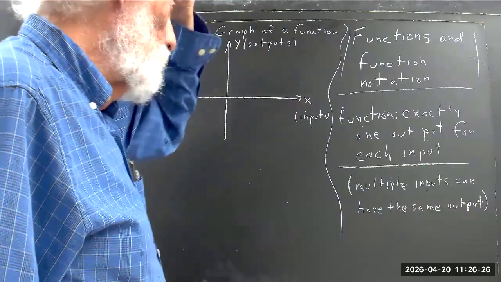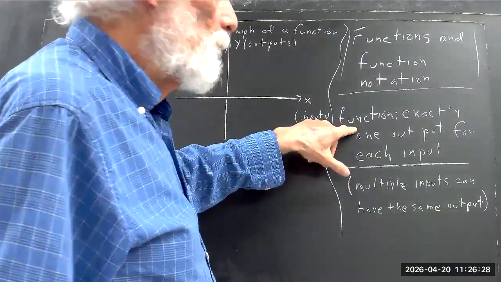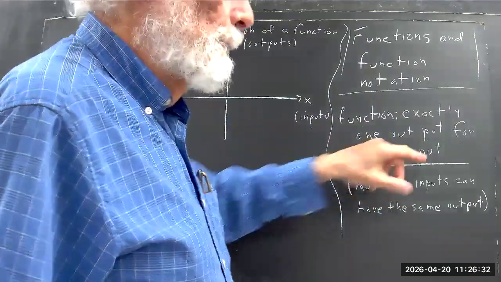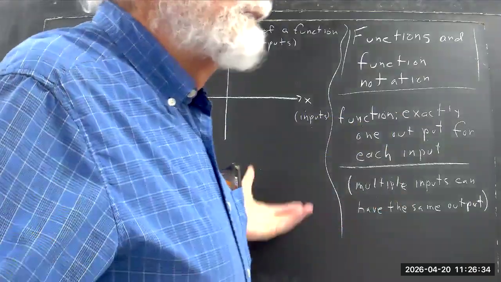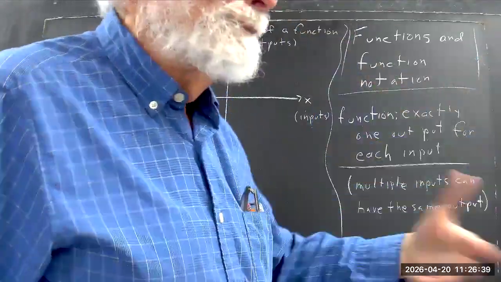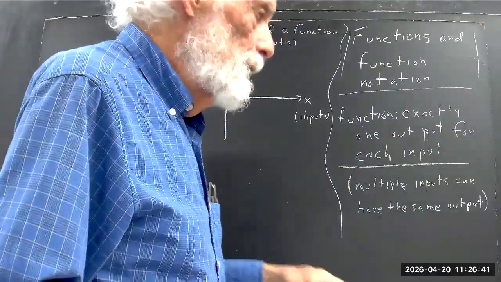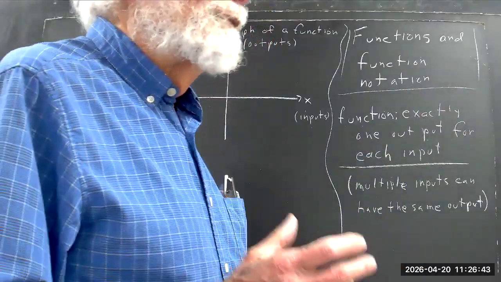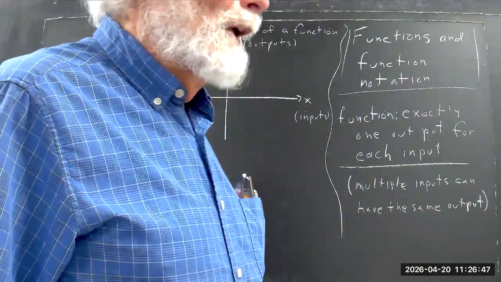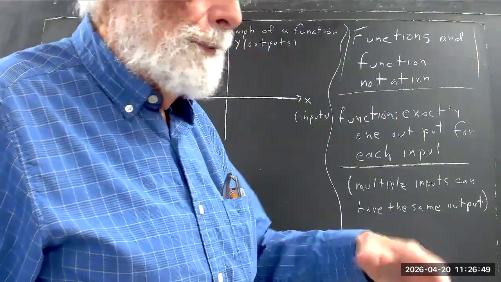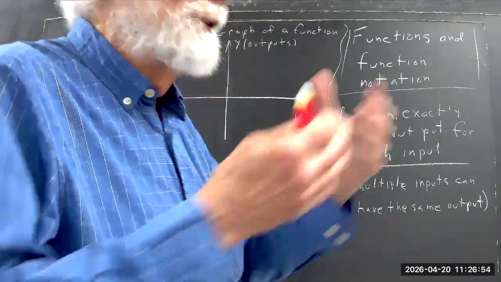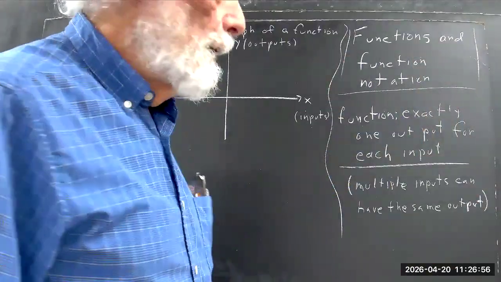Now, I've written a few things on the board. A function has exactly one output for each input. Okay, now what do we mean? It means I give you a number and you've got some idea in your head about what to do with that number. So I give you a number and you do whatever's in your head and you output another number. So I'm giving you inputs, you're giving me outputs.